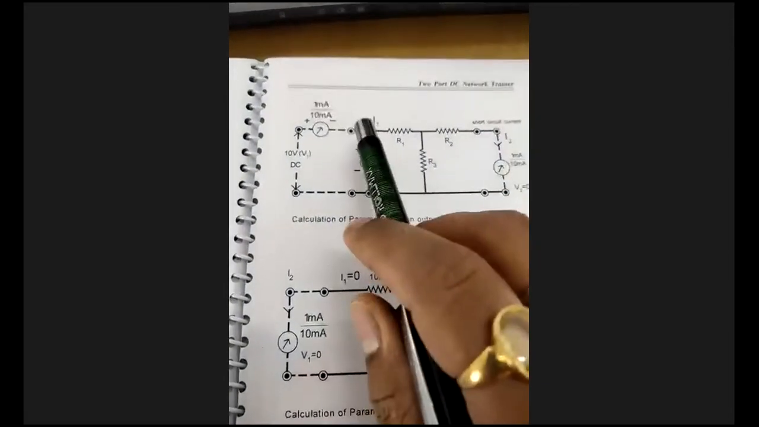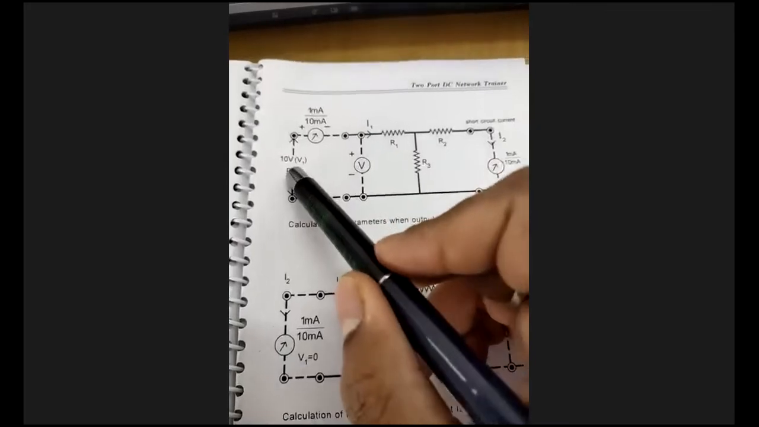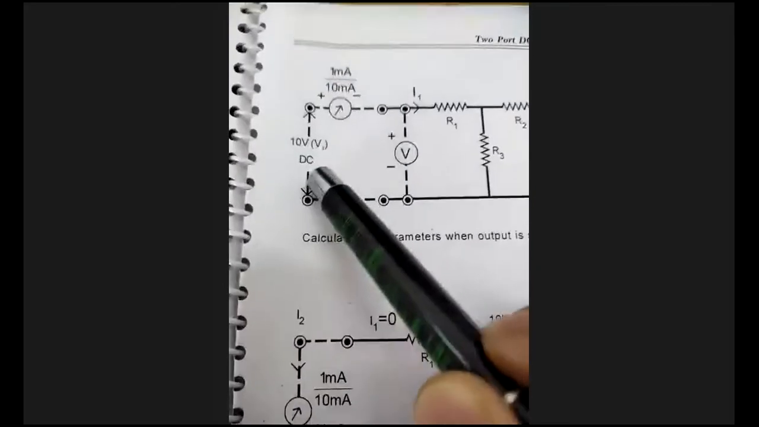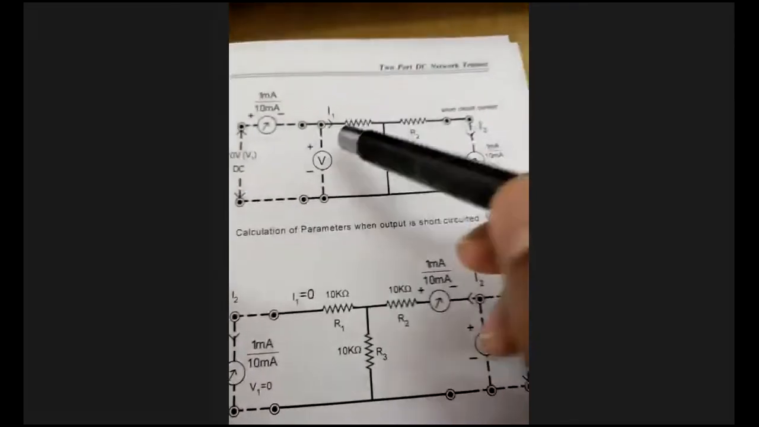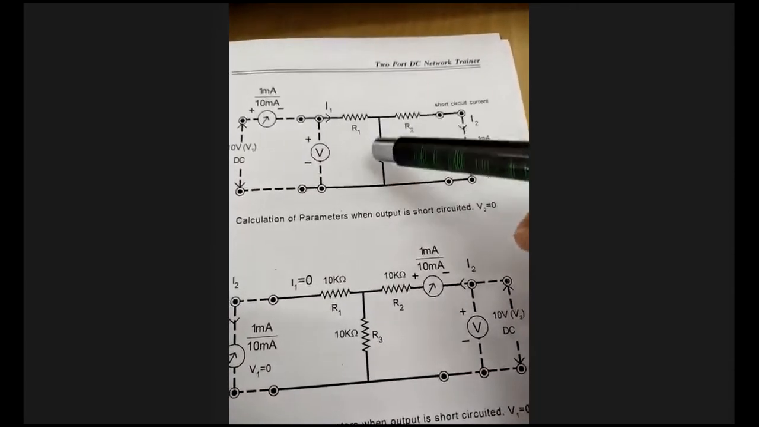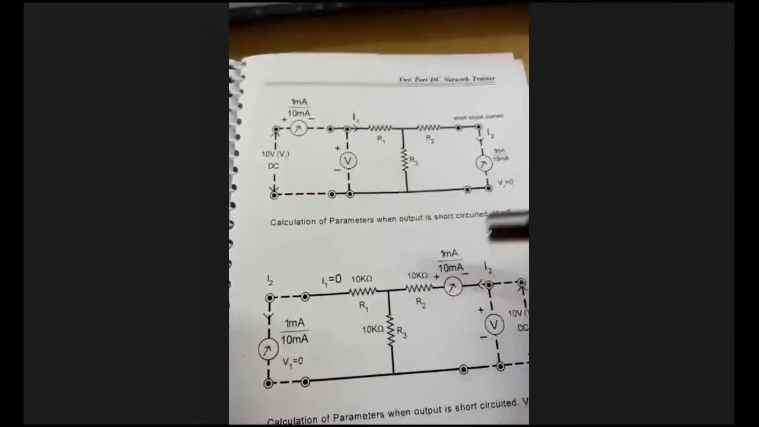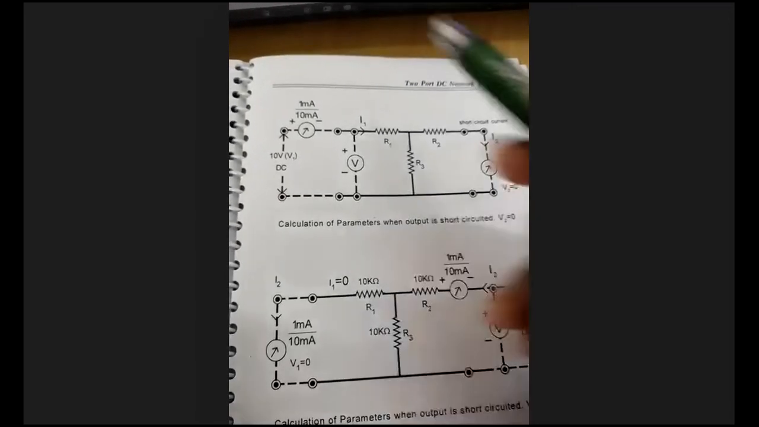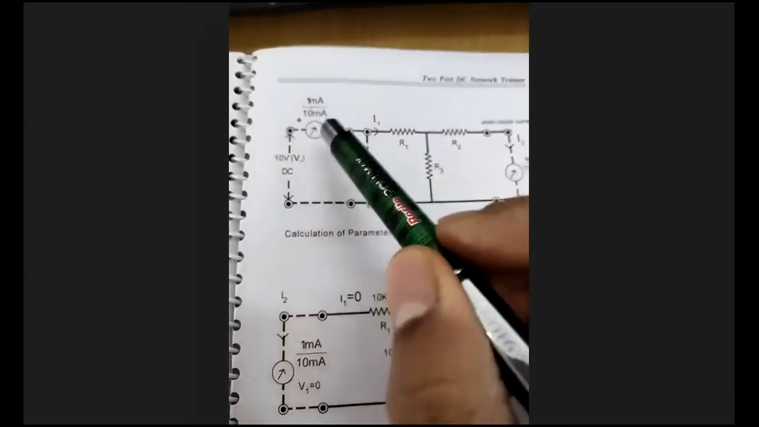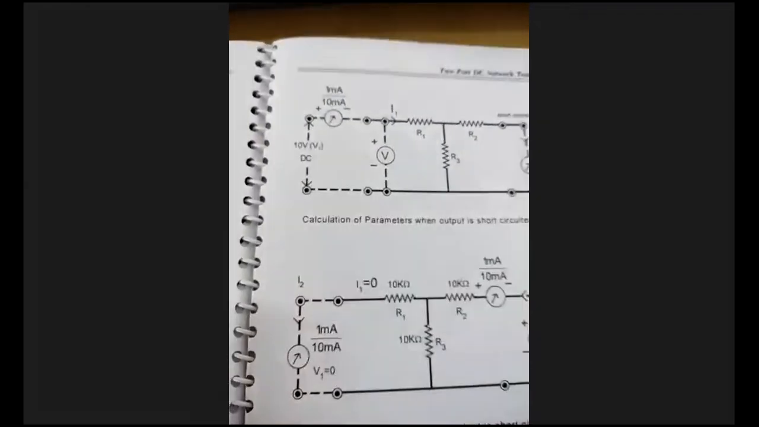Okay. So in the first condition, when V2 equal to 0, then what we do? First we connect the source. This is the source, 10 volt. You can clearly see this is the source. And this is our network consisting of R1, R2, and R3 resistance. Okay, so when we want to make V2 equal to 0, first we connect the source to the input of the circuit.